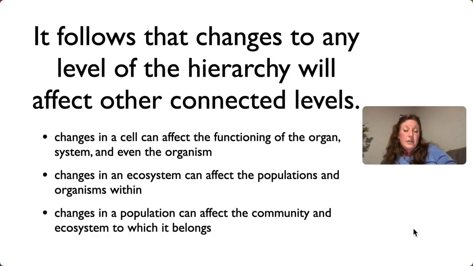Now, it follows, since each level is connected to or made up of the one beneath it, that a change to any one of those hierarchical levels can affect the other layers of the hierarchy above or below it. So, for instance, changes in a cell, like becoming cancerous, can affect the functioning of the organ, which can affect the organ system and even the organism. Changes in the ecosystem can affect the populations and the organisms that are living inside it. Changes in a population can affect the community and the ecosystem to which it belongs. So we are all connected.